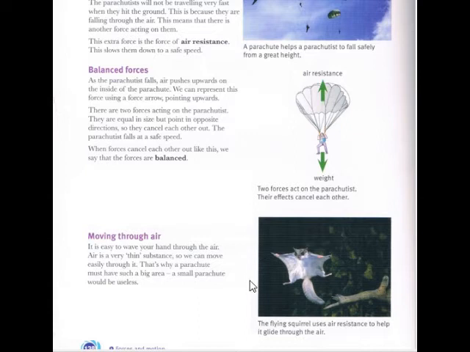Another example, look at this picture, students. There are flying squirrels. If this one wants to glide from one tree to another tree, of course, this area will help it to jump easily to another tree. Why? Because there is air resistance pushing on this area, so it does not fall down to the ground easily.